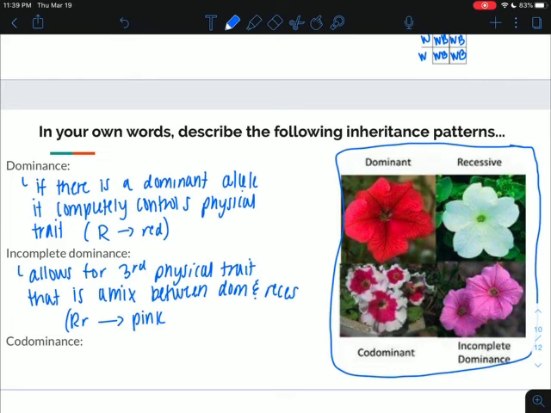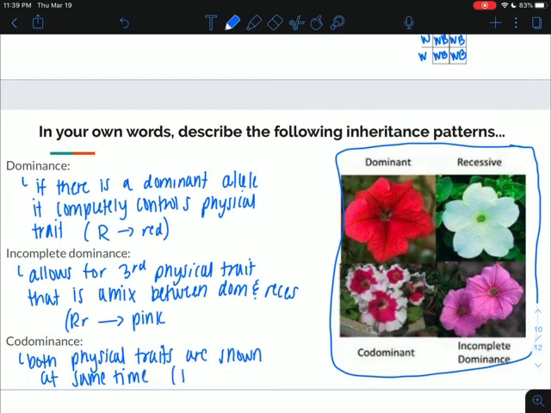Finally, we have this thing called codominance. Codominance, again, to me, is where both physical traits are shown at the same time. So you have an RW, this would be a red and white flower. Again, you have the dominant in the center, and then you have the recessive on the outside. It could also have been a striped flower or a tie-dye flower. Again, as long as you see both colors, that is the definition of codominance.